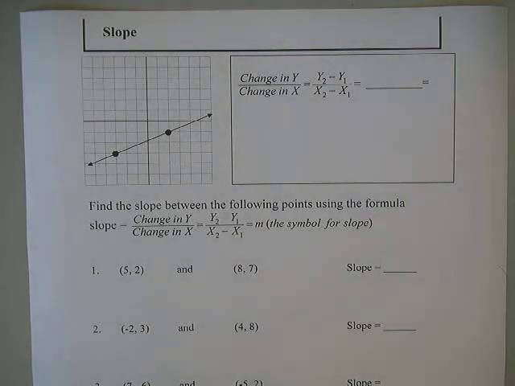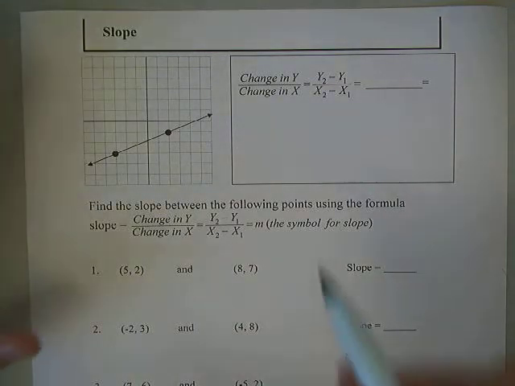So let's talk about slope. Every line has a direction. Does it go up and to the right? Does it go up and to the left? Is it horizontal? Is it vertical? And the way we describe that is something that's called slope.